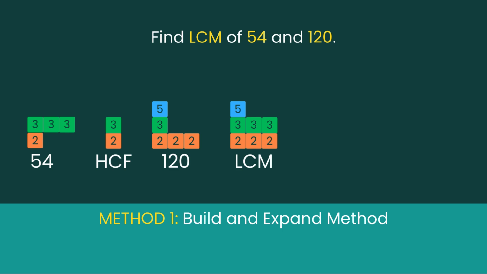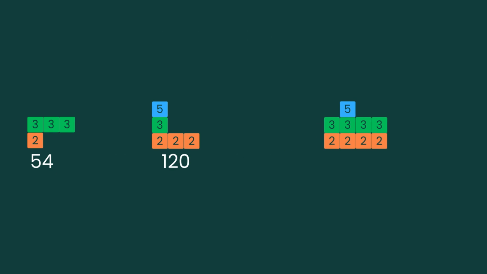Now, let's imagine we attach the number buildings of HCF and LCM and rearrange the cards. We get a new number building. Can you tell me what this new number building represents? Exactly! It is HCF times LCM.